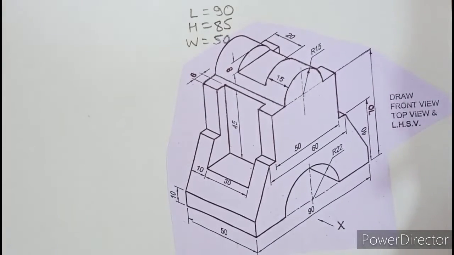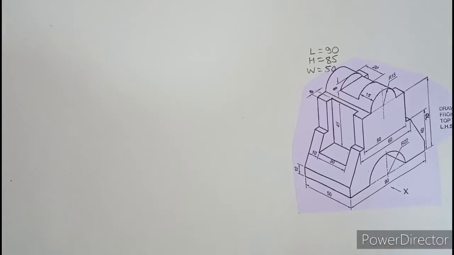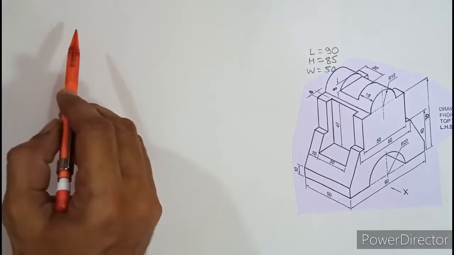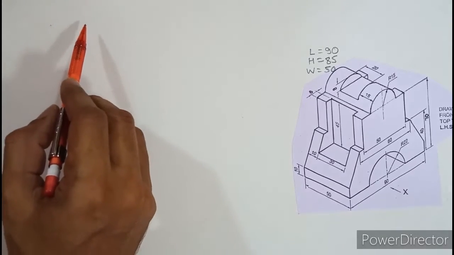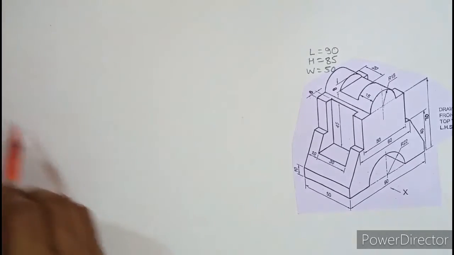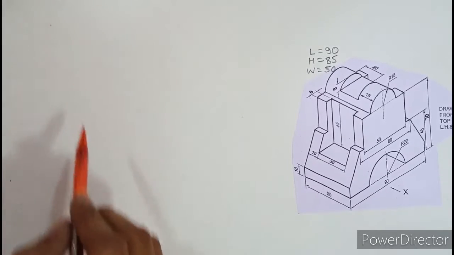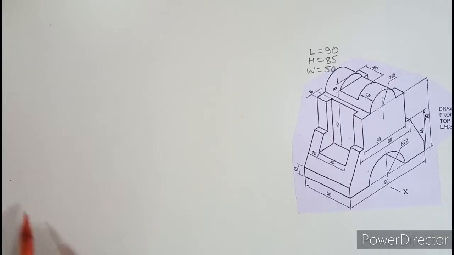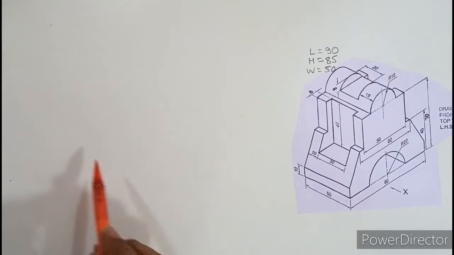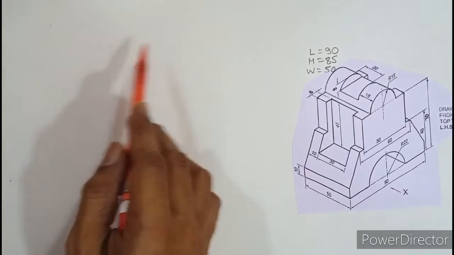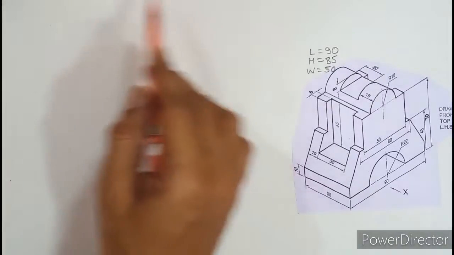Let us start preparing the box. First of all, proper planning is required. I will occupy my front view within this area. So front view has to be here. Then exactly below front view, I will draw top view over here. And because they have asked left hand side view, we should know that left hand side is always drawn to the right of the front view. So to the right of the front view, left hand side will be somewhere here.